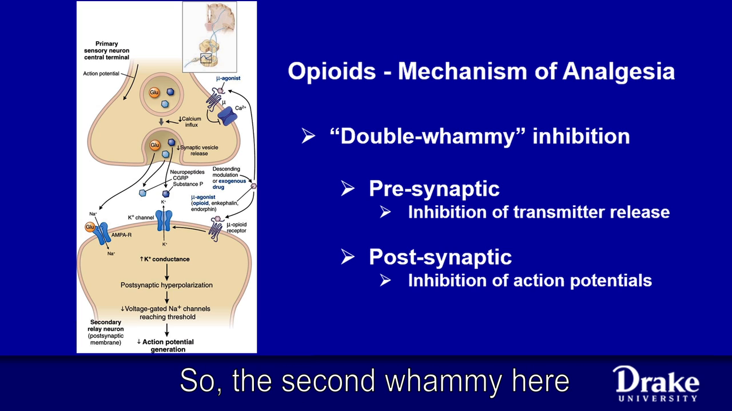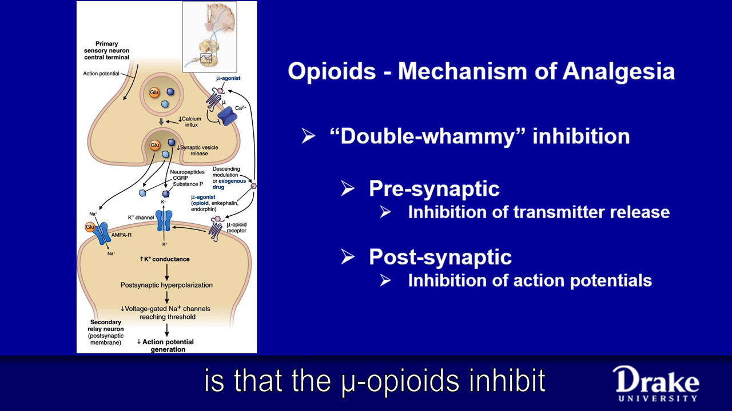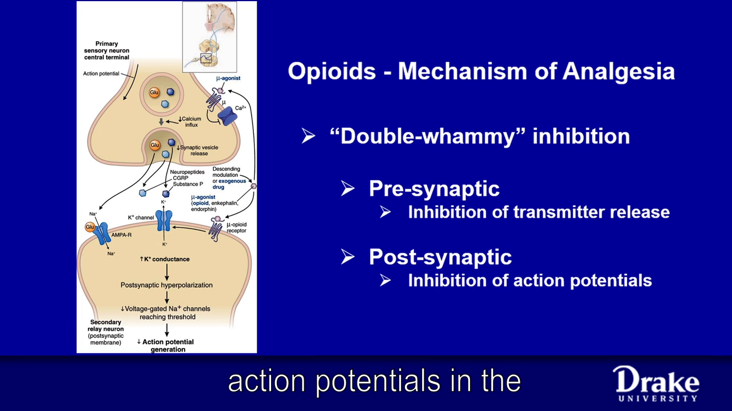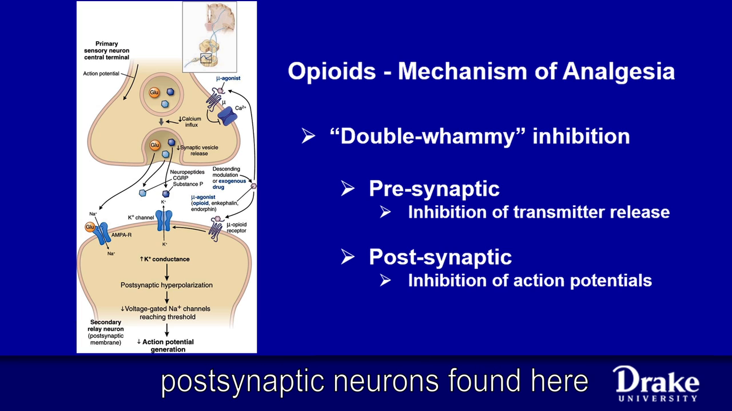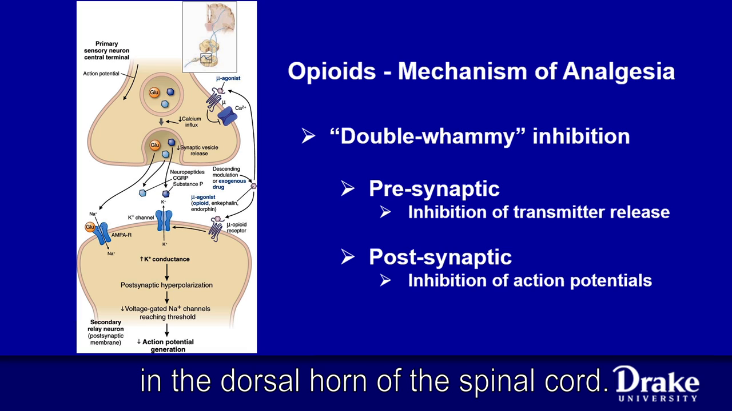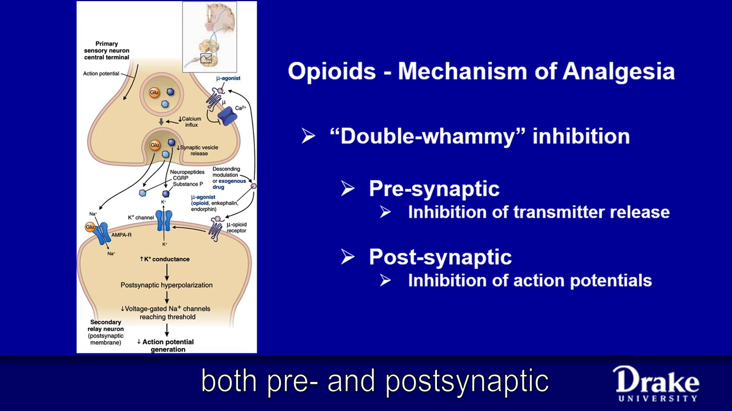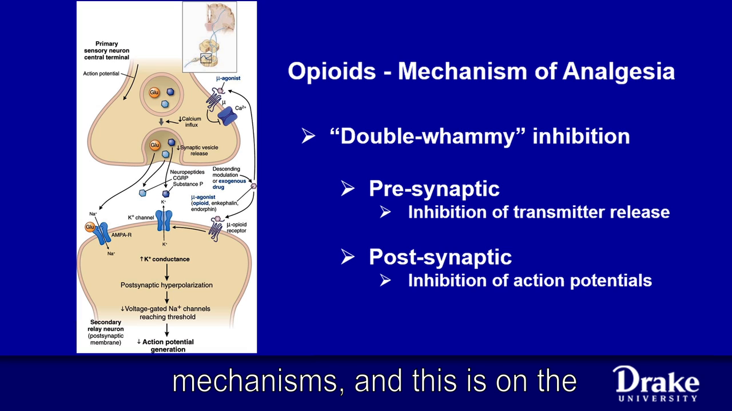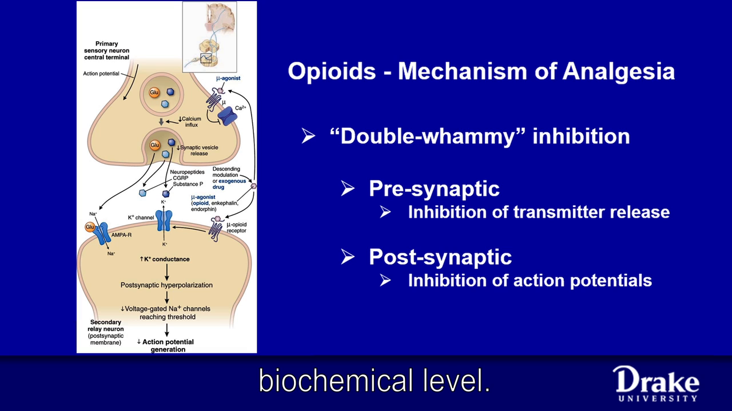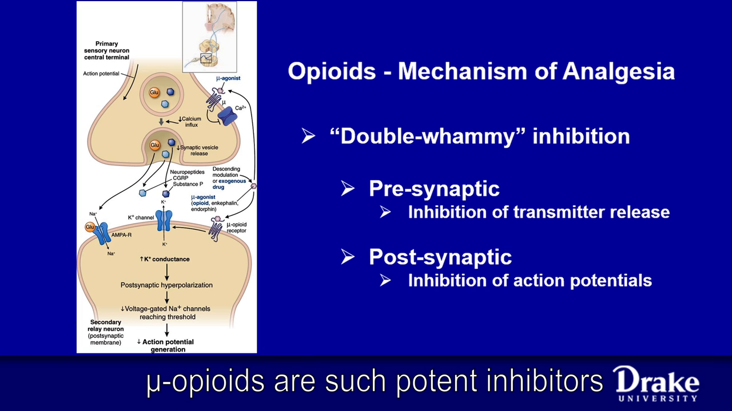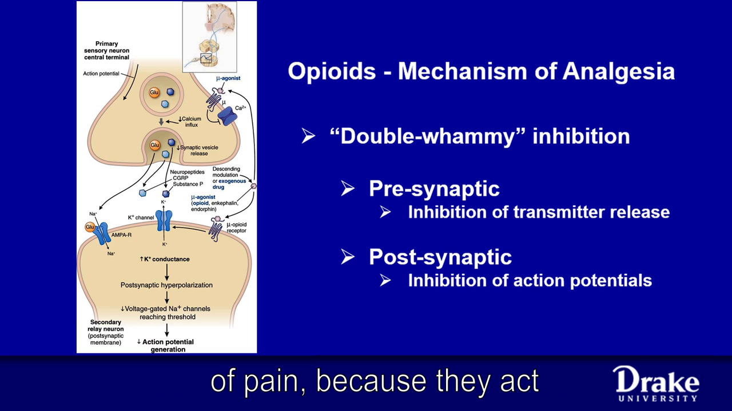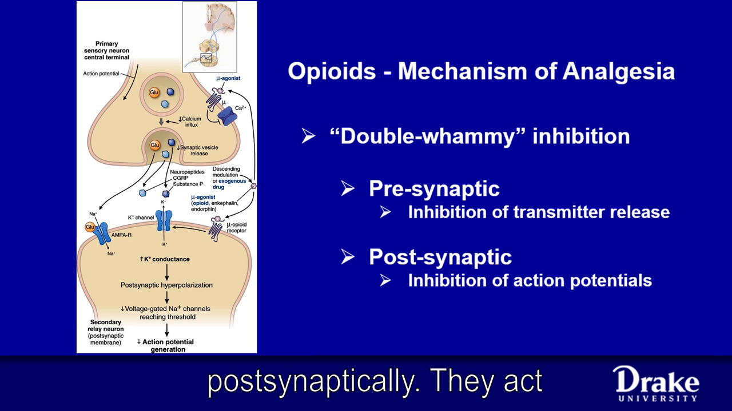So the second whammy here is that the mu opioids inhibit action potentials in the postsynaptic neurons found here in the dorsal horn of the spinal cord. So double whammy: inhibition, both pre and postsynaptic mechanisms. And this is on the biochemical level, maybe even the molecular level, the reason that mu opioids are such potent inhibitors of pain, because they act in more than one location. They don't just act pre or postsynaptically, they act in both locations.